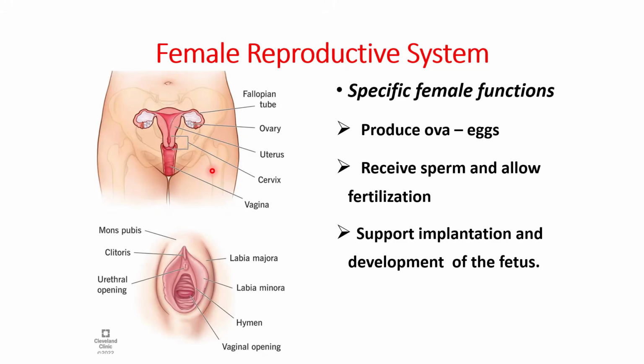So implantation happens in the fallopian tube most of the times. And then development of the fetus will happen in the uterus where the placenta develops. And then the female reproductive system enables the process of childbirth and lactation. So that's the female reproductive system. We talked about the male reproductive system.